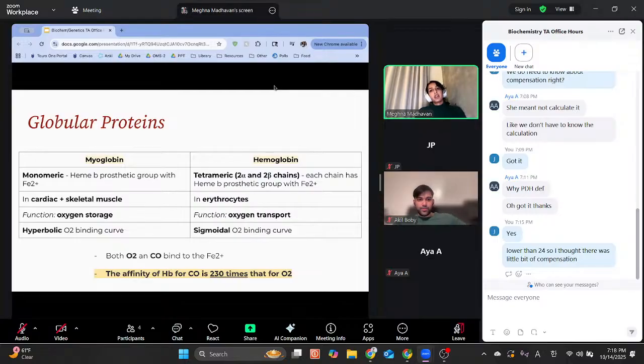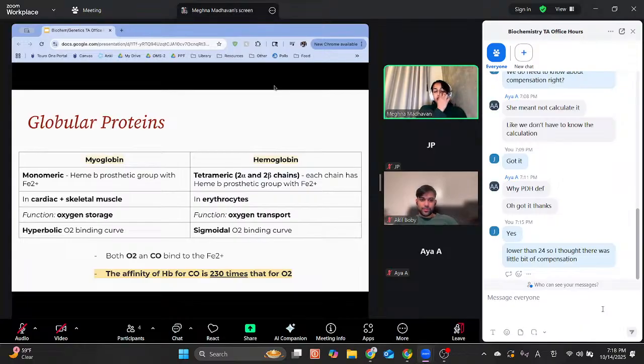So myoglobin, its role is mostly oxygen storage in cardiac and skeletal muscle. So it's used for high efficiency in exercise, to deliver oxygen directly to your heart and to your skeletal muscle while you're working out. Whereas hemoglobin is just for transport to your organs and it travels in your red blood cells.